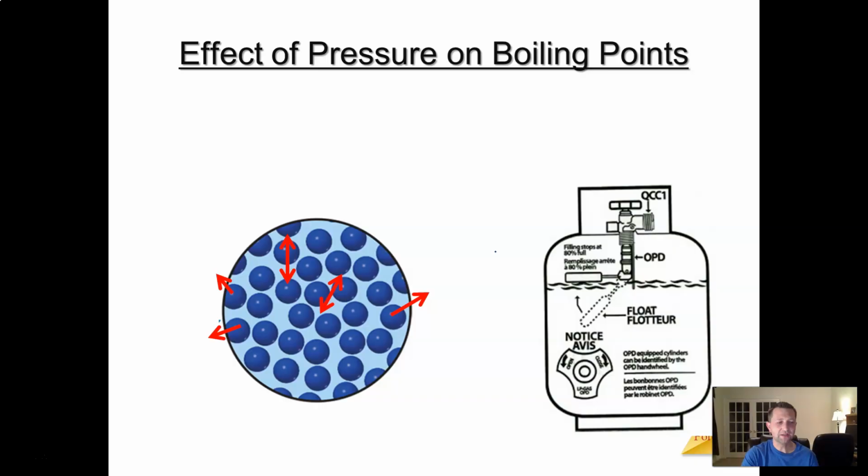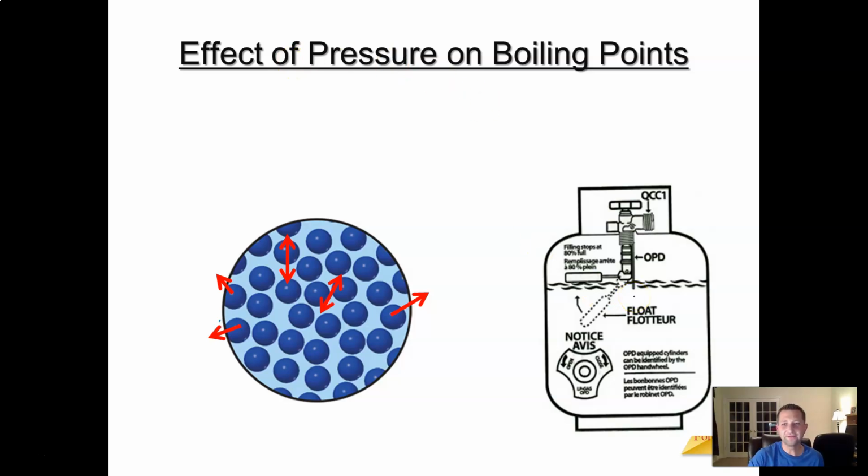Real life application of this. This is a propane tank. You might have a propane tank for your grill, your gas grill. I have one of those. I also have a 500-gallon propane tank buried at the end of my driveway. I use propane to heat my house in the winter. It also runs my water heater, but that's beside the point.